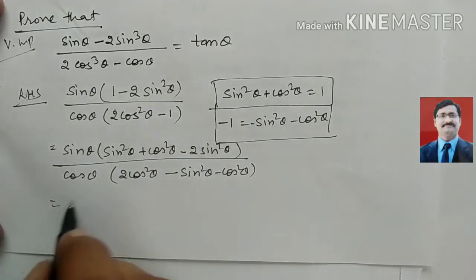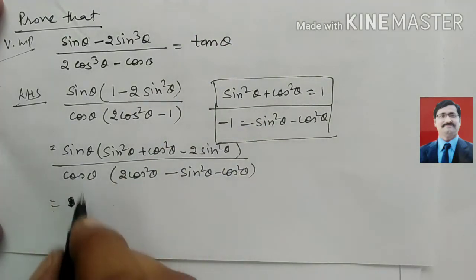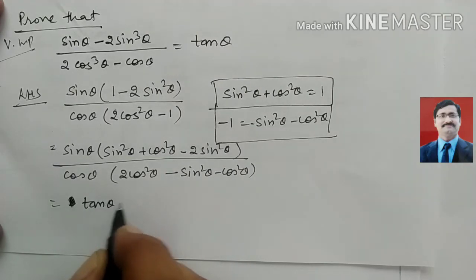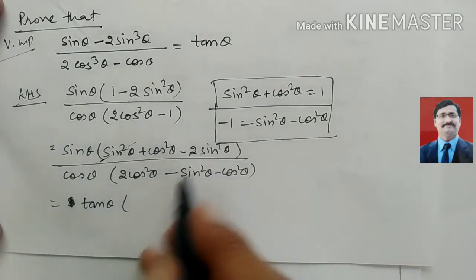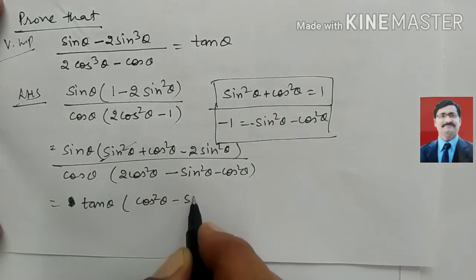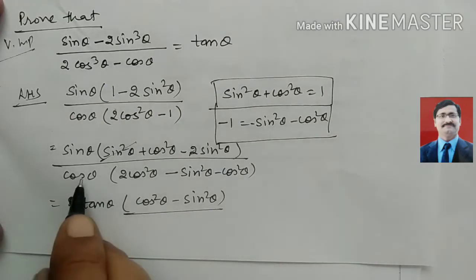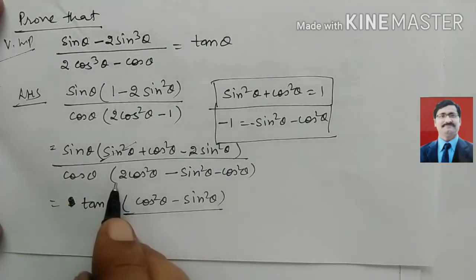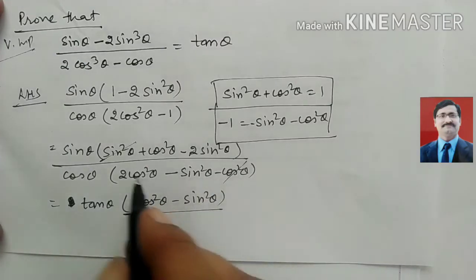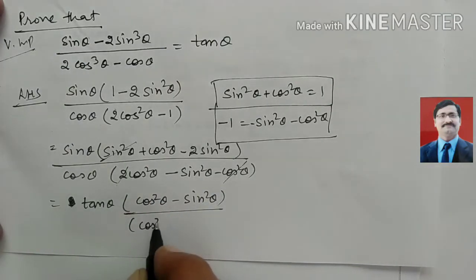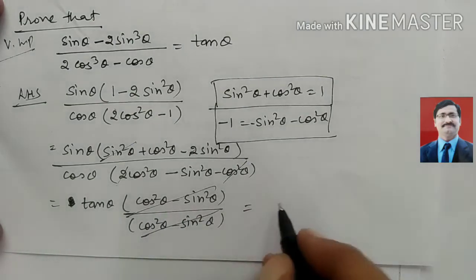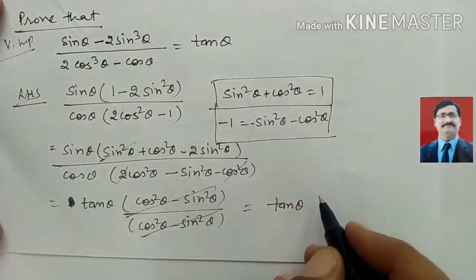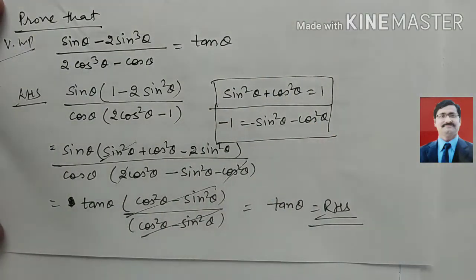Look here, sin theta upon cos theta is tan theta. Here the sin square theta and this minus 2 sin square theta, so 1 is cancelled from here, and we get cos square theta minus sin square theta. In the denominator, I write this with tan theta, and one cos is cancelled, so this will be cos square theta minus sin square theta. Now you can understand these are cancelled and we get tan theta, which is our right hand side, and now you get this answer.